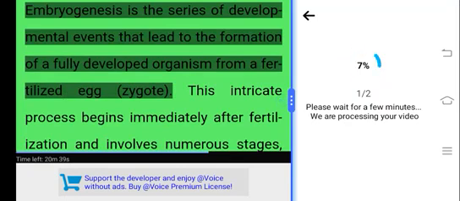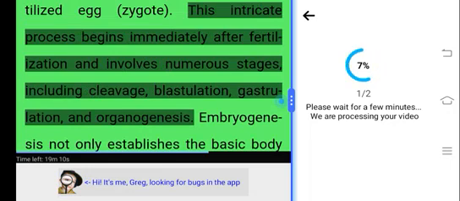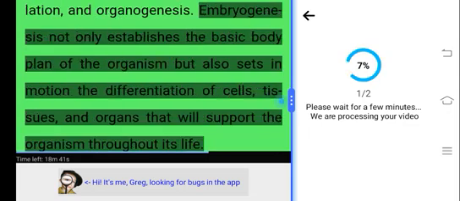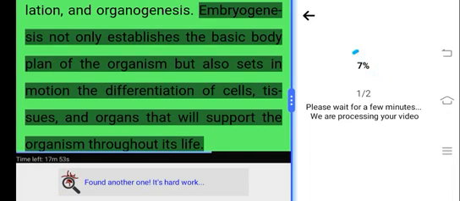Embryogenesis is a series of developmental events that lead to the formation of a fully developed organism from a fertilized egg, the zygote. This intricate process begins immediately after fertilization and involves numerous stages, including cleavage, blastulation, gastrulation, and organogenesis. Embryogenesis not only establishes the basic body plan of the organism but also sets in motion the differentiation of cells, tissues, and organs that will support the organism throughout its life.